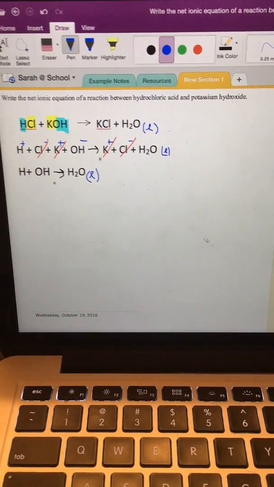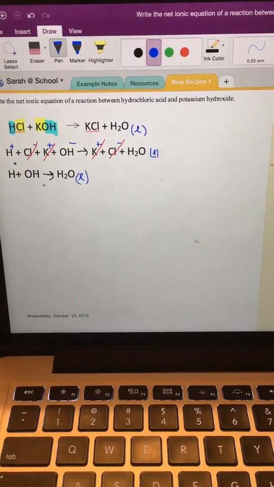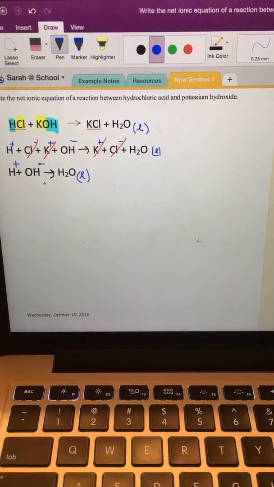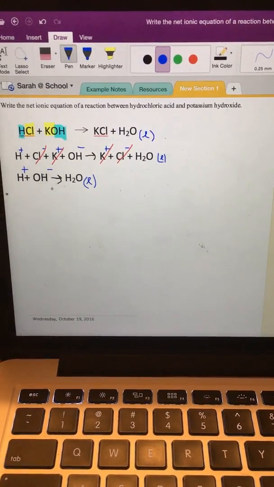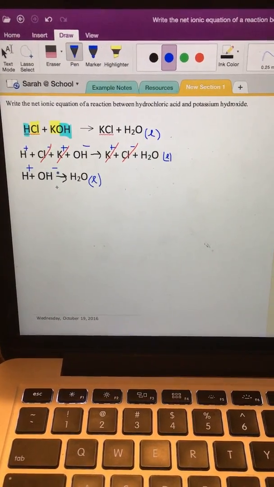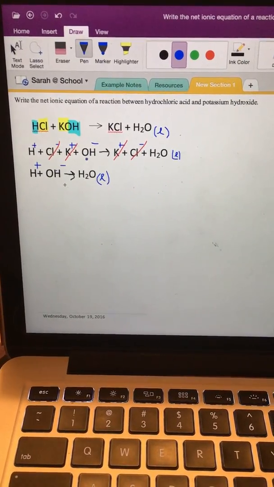And once again, we're not writing out the ion charge of water because it's not aqueous, but we still have to write out the charges of the hydrogen and the hydroxide. So our final answer for this equation is that the net ionic equation between hydrochloric acid and potassium hydroxide is hydrogen plus hydroxide forms water.